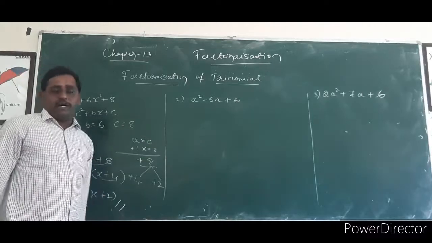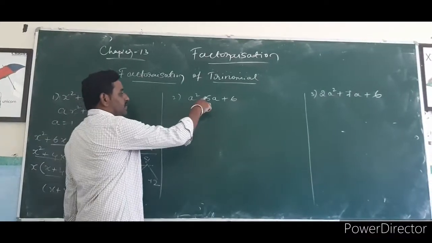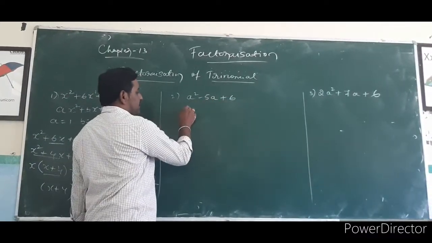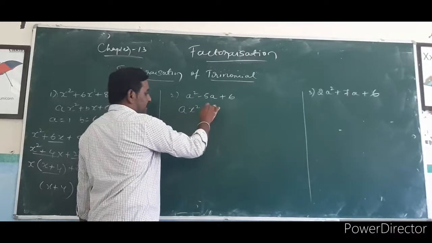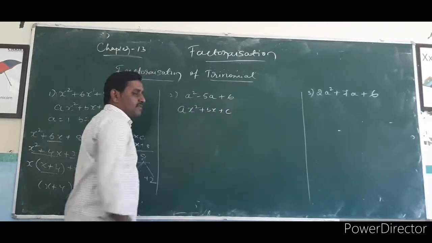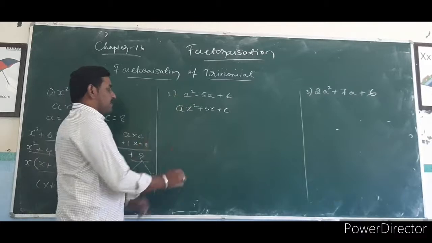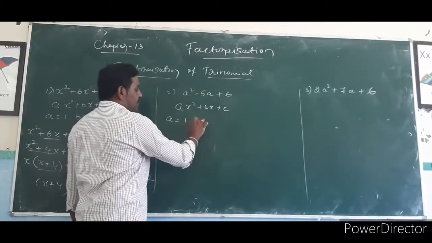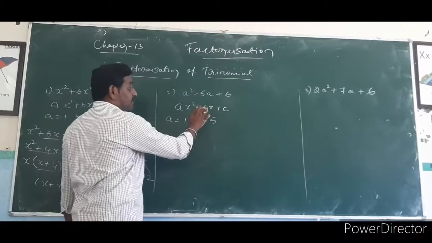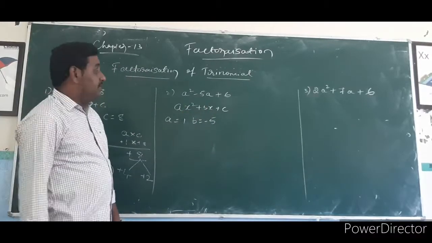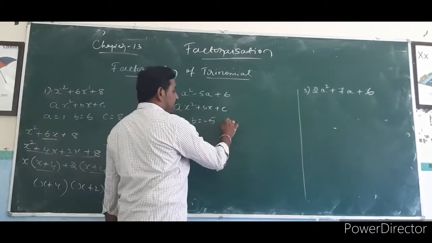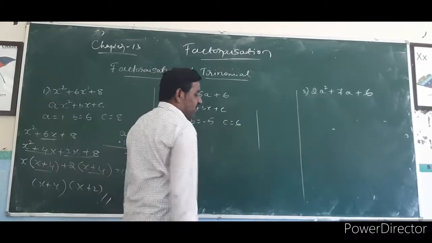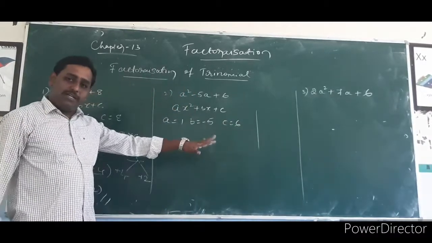Next I am going to solve another problem. a square minus 5a plus 6. You can write the general form, ax square plus bx plus c. What is the a value here? Nothing is there, so 1 is there. The b value is minus 5. The c value is 6. First step, what you have to do? Now it will be easy for you.